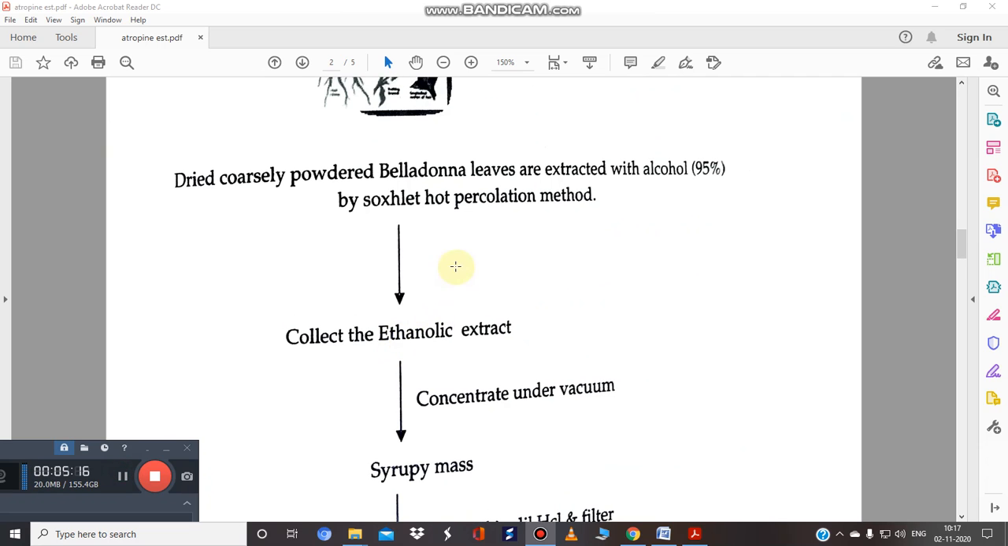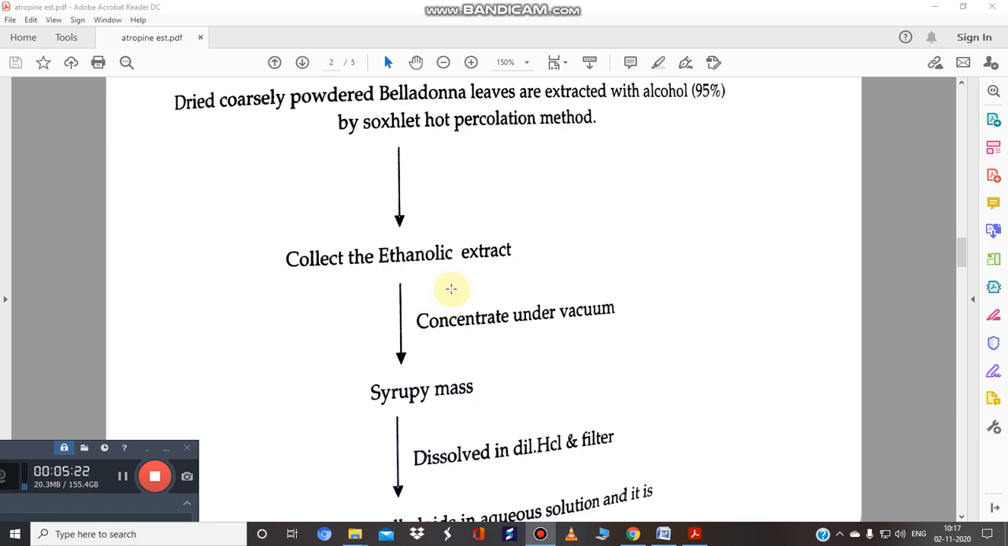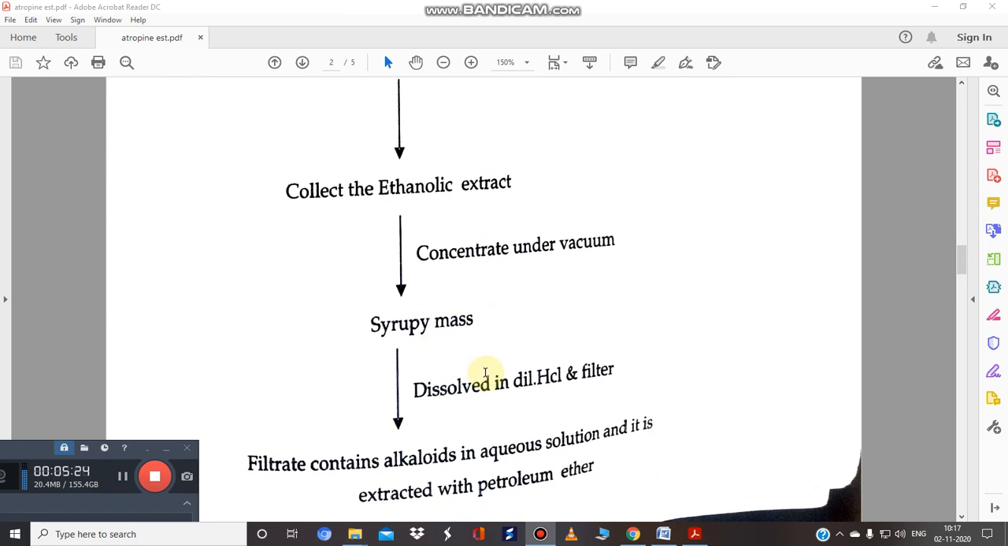See, again, this is very simple. First of all, the drug is taken and extracted with alcohol in what? In Soxhlet apparatus. Then you will collect the ethanolic extract, concentrate it, and finally you will add dilute HCl, which was prepared in water, and then you will filter. So what happens when you add HCl? It will form alkaloidal salt. And yes, it is soluble in water. Over here it is written: filtrate contains alkaloid in aqueous solution.